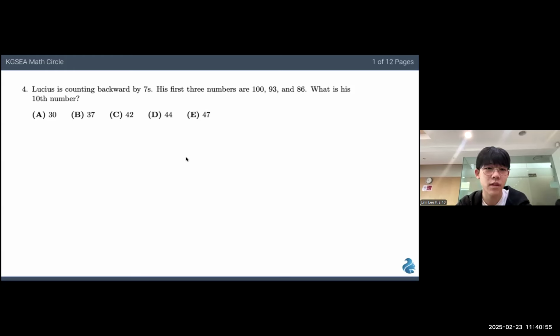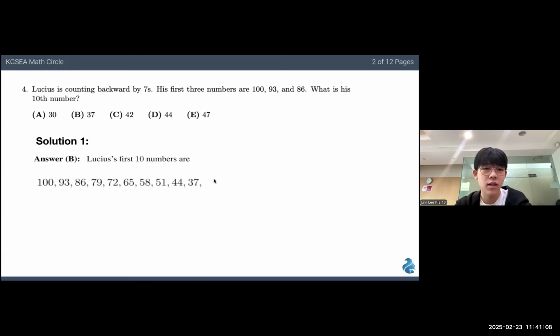This is problem number 4. Lucius is counting backwards by sevens, and his first three numbers are 100, 93, and 86. What is his 10th number? So first, if we, by coding terms, do a brute force solution, we understand that the answer must be B because Lucius's first 10 numbers are on the list as follows.